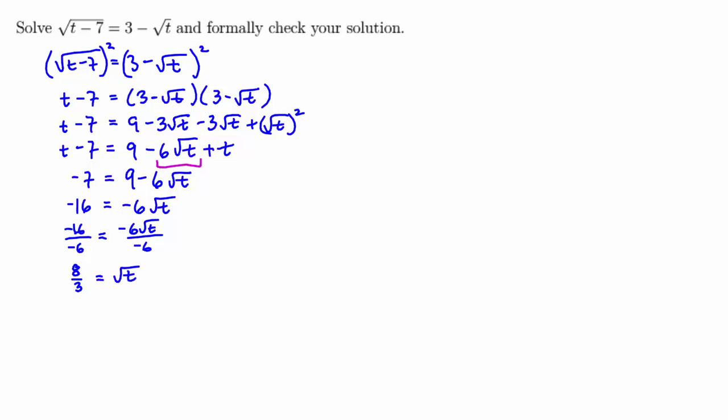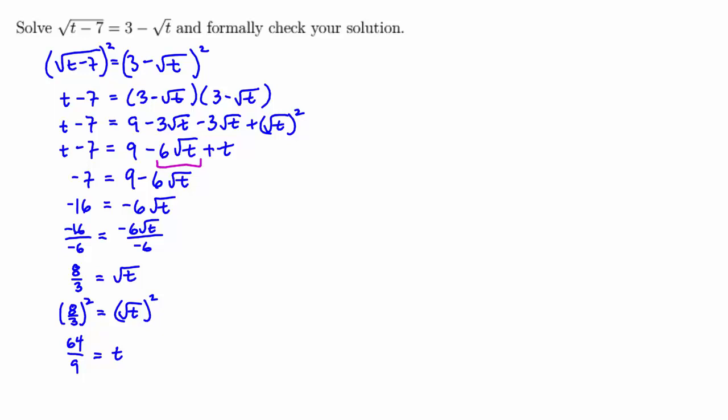I can now repeat the process of squaring each side to finish solving for t. So on the left, I'm going to have 8/3 squared. And on the right, I'm going to have the square root of t squared. The left side will then simplify. When I square 8/3, I'll get 64 over 9. And the right side, I have the square root of t. When I square that, I will simply get t. So the proposed solution that I have for t is the number 64 over 9.